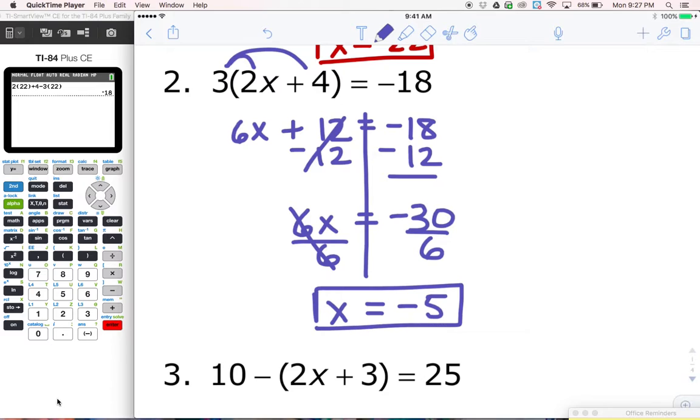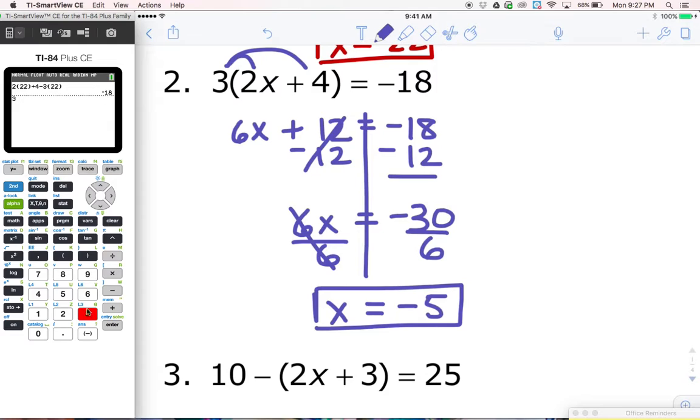Don't forget to check your answer here. I'm going to just do it over here on the side. So we got 3 parentheses 2. Now instead of typing in x, I'm going to type in negative 5. Notice that I did use parentheses around the negative 5.